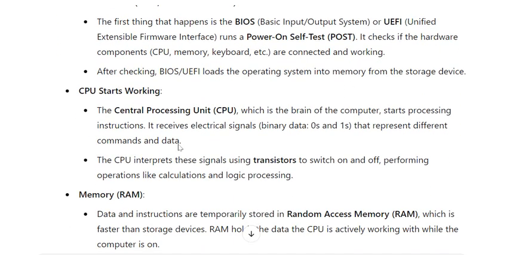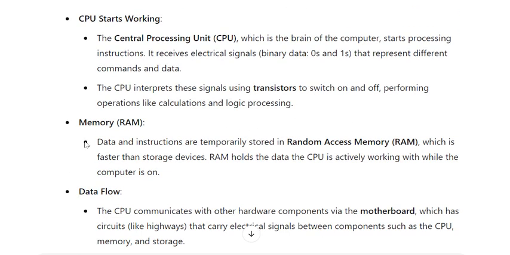storage devices. Next, the CPU starts working. The central processing unit, CPU, which is the brain of the computer, starts processing instructions. It receives electrical signals, binary data, 0 and 1, that represent different commands and data. The CPU interprets these signals using transistors that switch on and off, performing operations like calculation and logical processing.